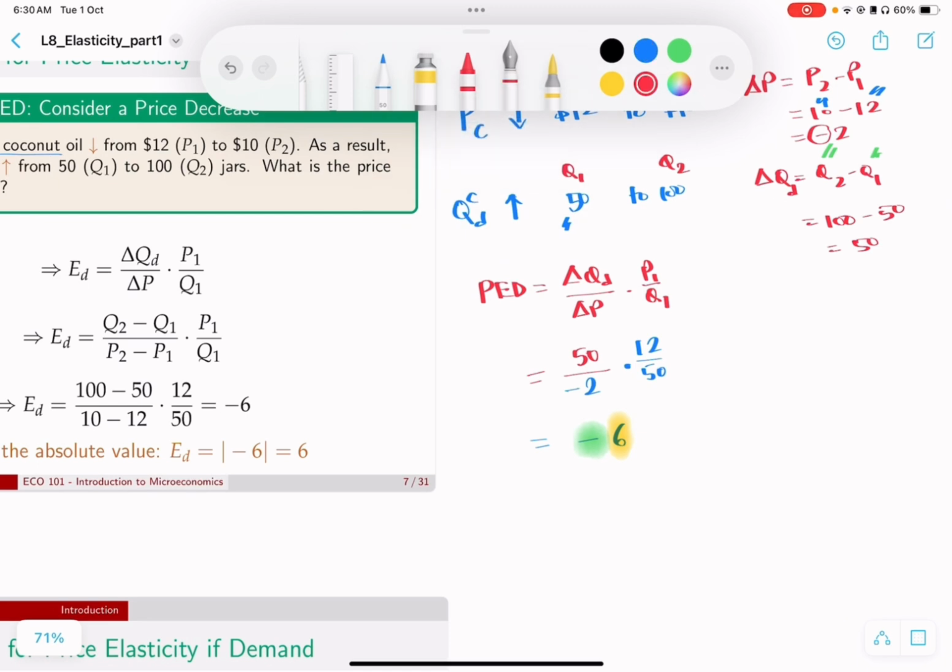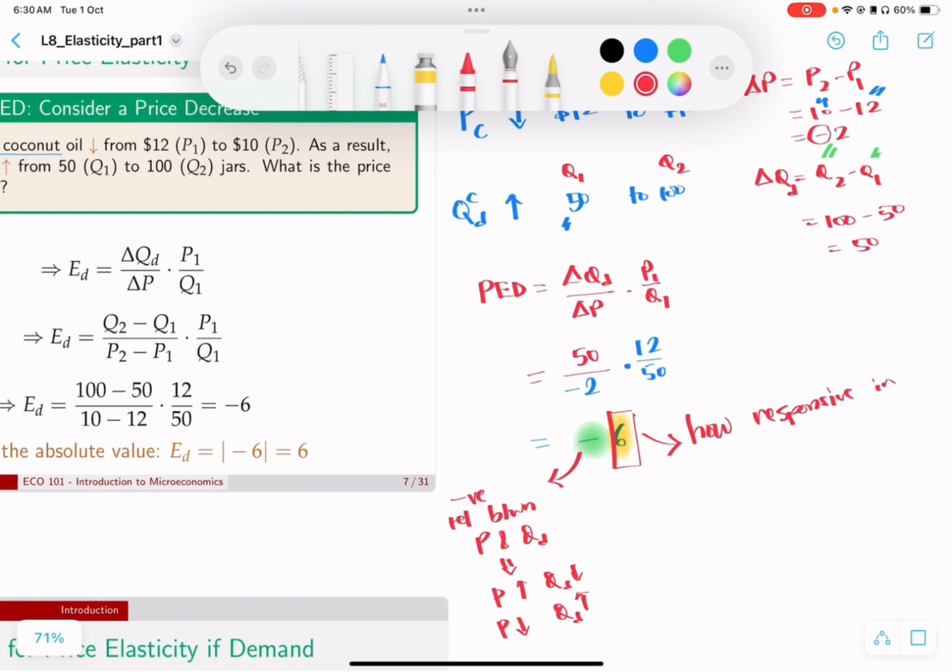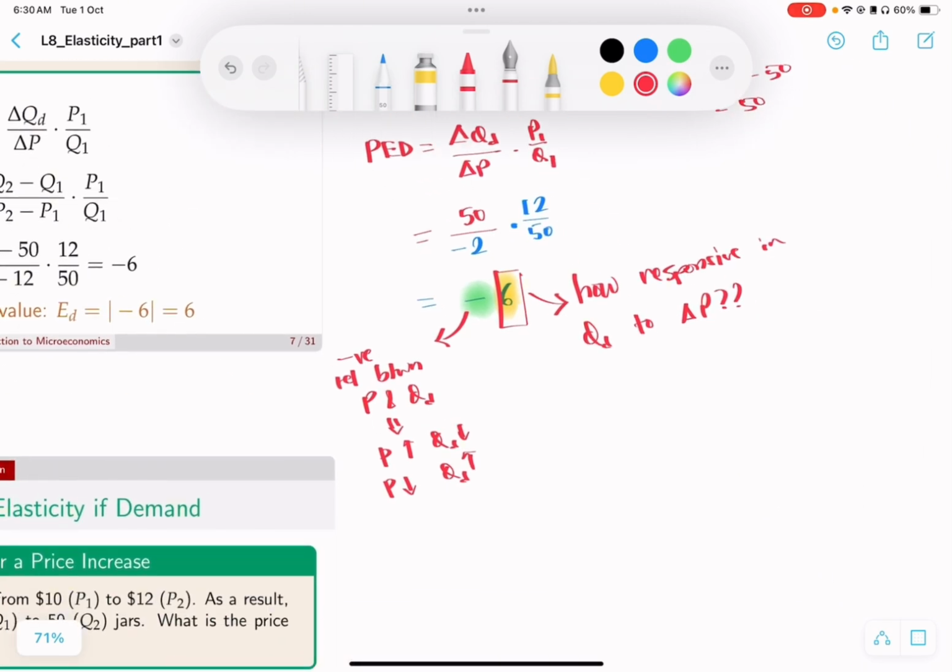So let me just write that down so that we don't forget. The minus sign means there's a negative relationship between P and Q demanded. Basically, it's telling me that when price goes up, quantity demanded goes down, and when price goes down, quantity demanded goes up. Okay, and this is actually telling me how responsive quantity demanded is to a change in price. Does quantity demanded react a lot or does it react very little? Do consumers react a lot or do they not care much?